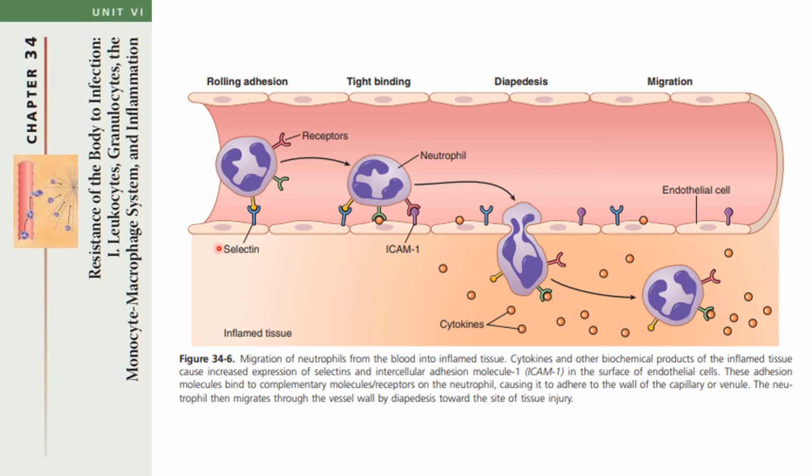So here you can see selectin. These are the receptors, and selectin binding is occurring. Neutrophils are moving through diapedesis into the inflamed tissue, and these are the cytokines. The four-step process is rolling adhesion, tight binding, diapedesis, and migration.